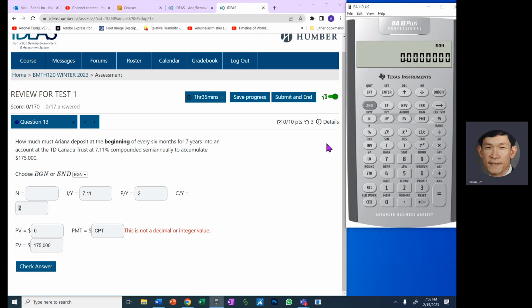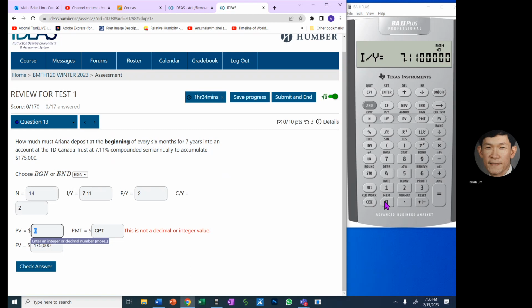All right, so next is the calculation of N. Now this is for 7 years. So there we are. We have the 7 years, second N, N. And N turns out to be 14, which is this 7 years times this 2 here. That is giving us the 14. Next is the interest rate, which is 7.11. We put that in, 7.11, and that's IY.